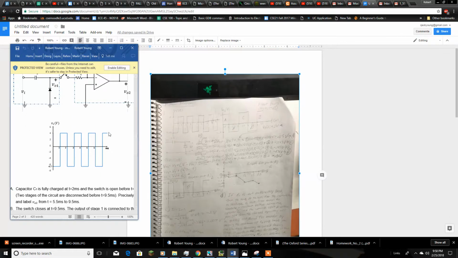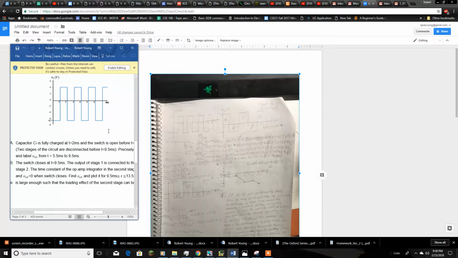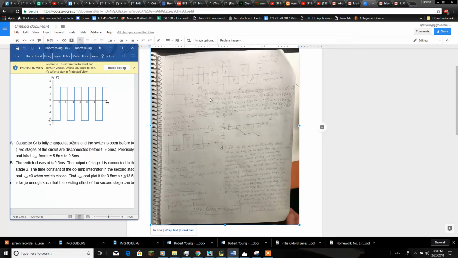And so now for part B, we're asked to graph the VO2 output waveform from 9.5 milliseconds to 13.5 milliseconds. We can do this by using the equation for an integrator as seen right here. Since the input waveform VO1 can be represented by 5 areas under its graph, A, B, C, D, and E, which is represented by this quantity right here, which is equal to the integral of the input waveform from those respective time periods.